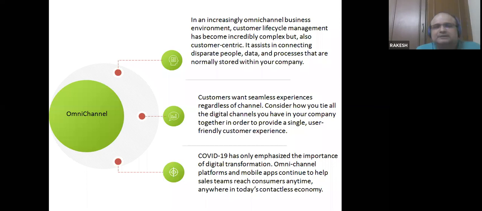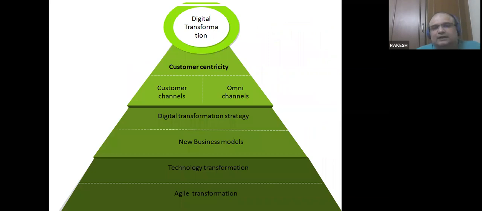You know, this is the digital information age, the digital transformation age, we cannot run away from this digital technology. We are all part of digital transformation, which is our topic. Customer centricity is on top. Then customer channels, omni-channels, what channels they are. Then the digital transformation strategy is the next thing. But the basic is how we are all adopting these technologies, companies and people.